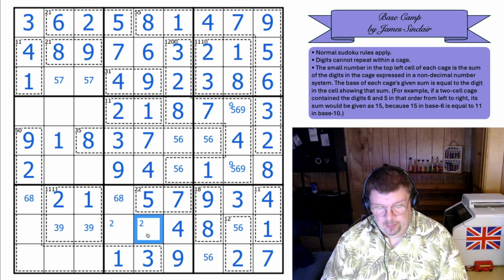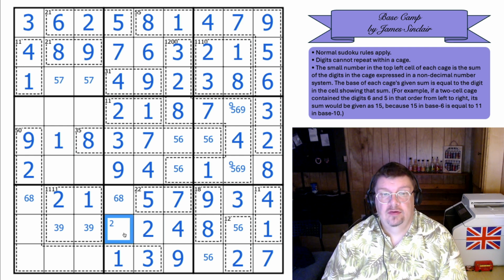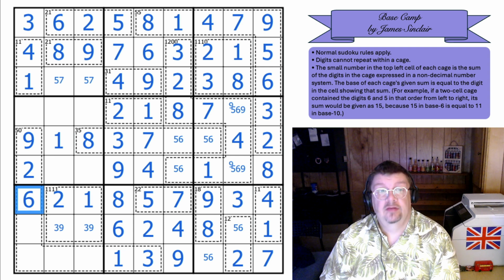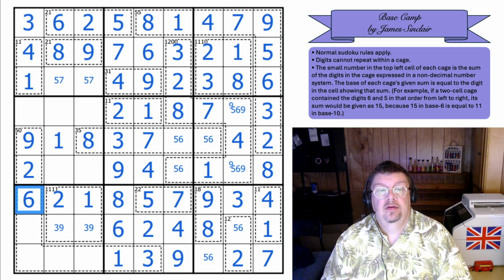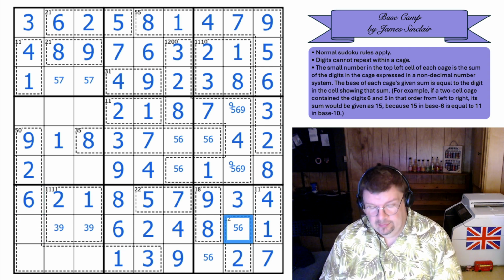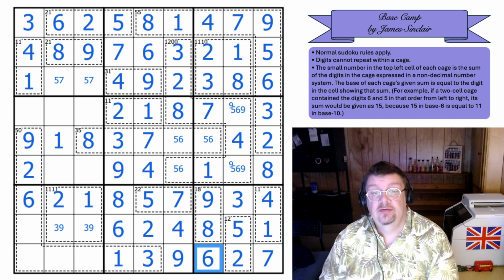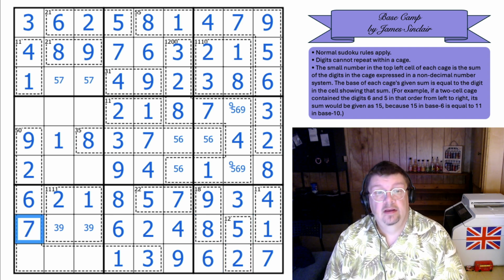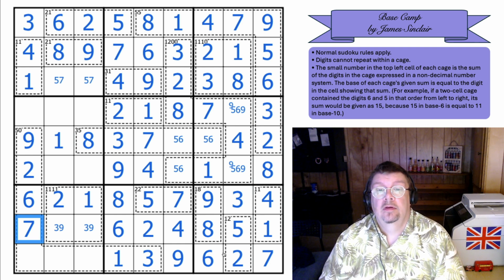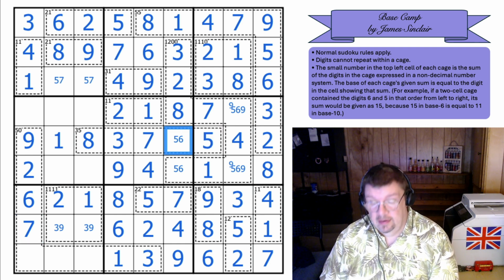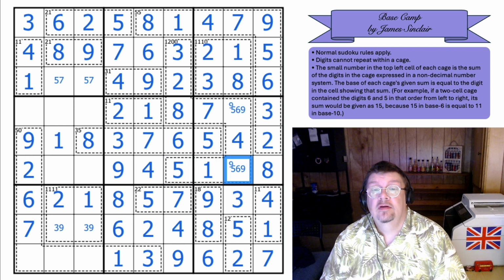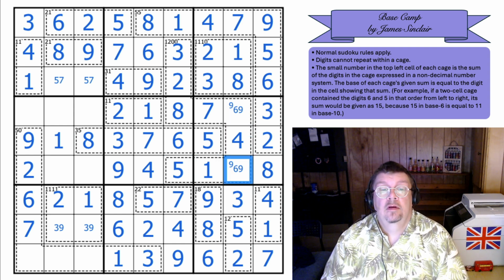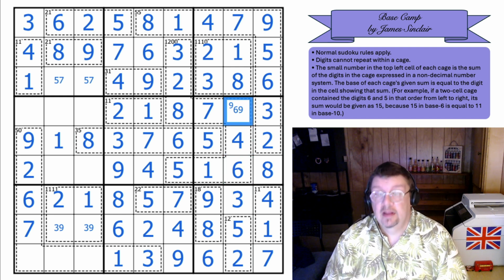So this digit must be a 2. This is a 6 or an 8, and by the row it is a 6. That's an 8. That's a 6. That 6 in the row gives us a 5 and a 6. That gives us a 7 here. That 6 looks up to there to give us a 5 and a 6 and a 5. Oh, the 9 in the row makes that 6 and that 9.